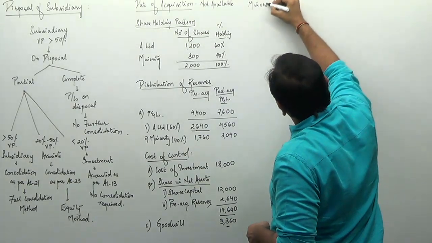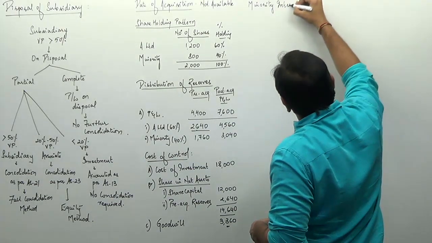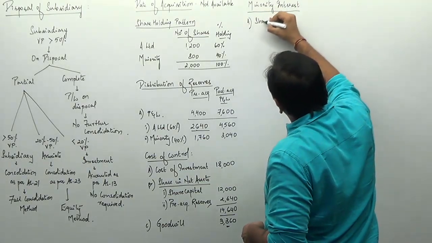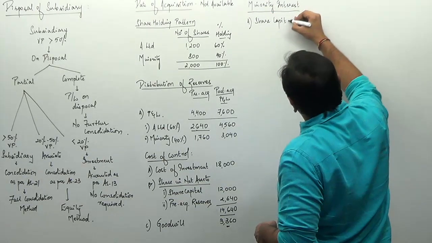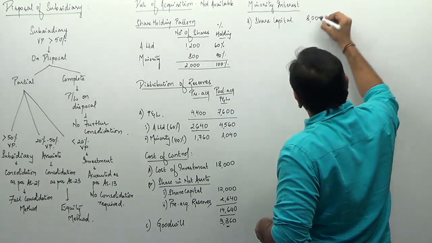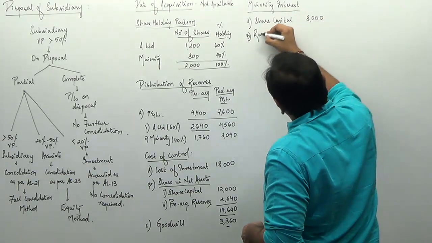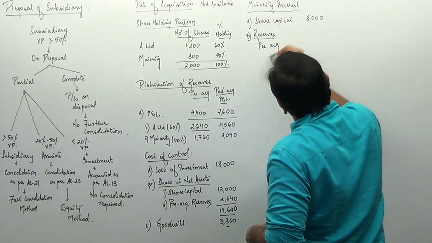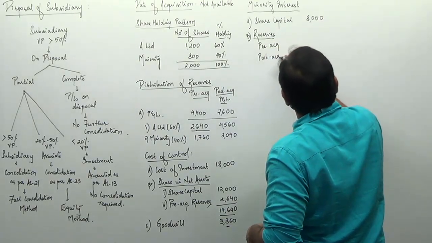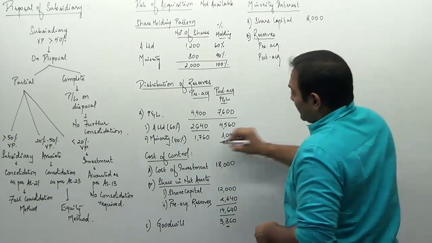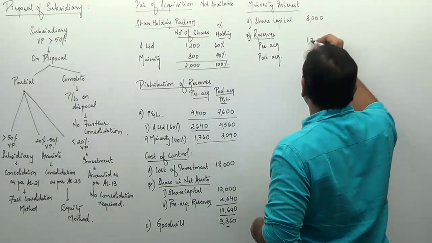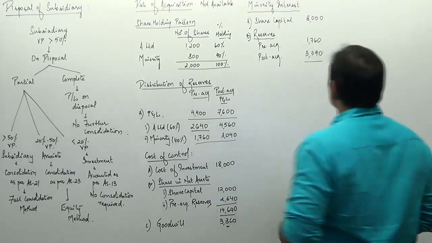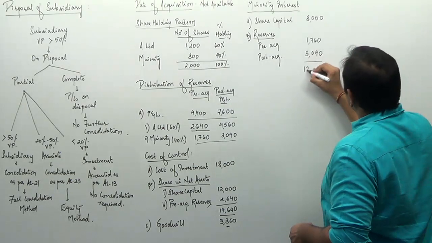Continue for minority. There is no adjustment even to minority interest. Simple calculations. Share capital: he holds 800 shares, each share of 10 rupees, 8,000 share capital. His share in the reserves, pre-acquisition as well as post-acquisition reserves: 1,760 and 3,040. His total is 12,800.